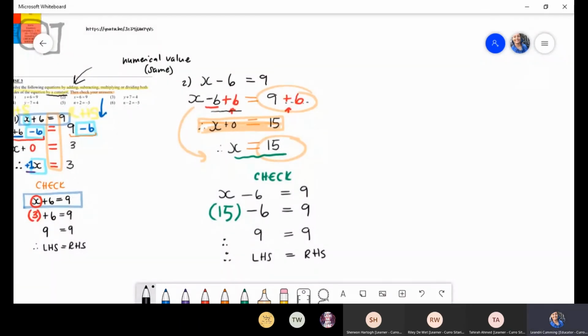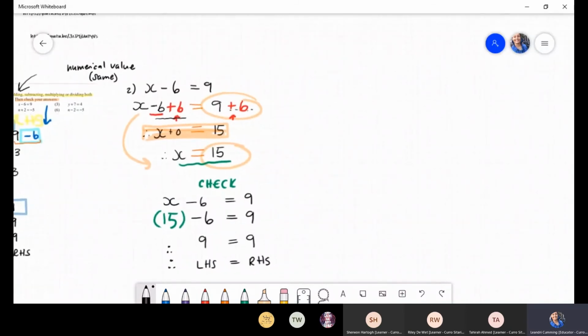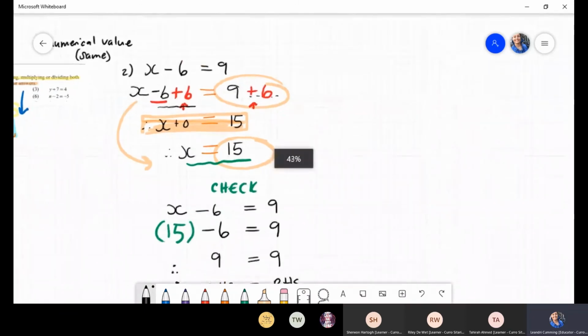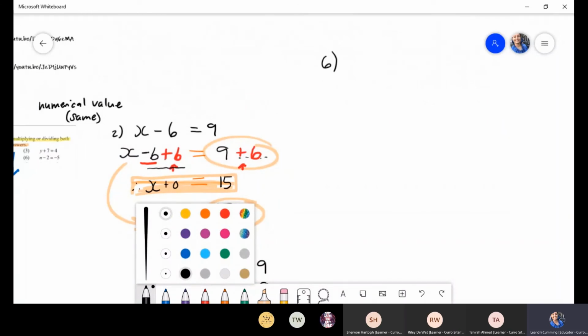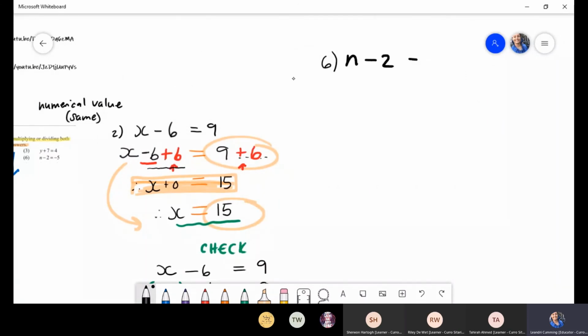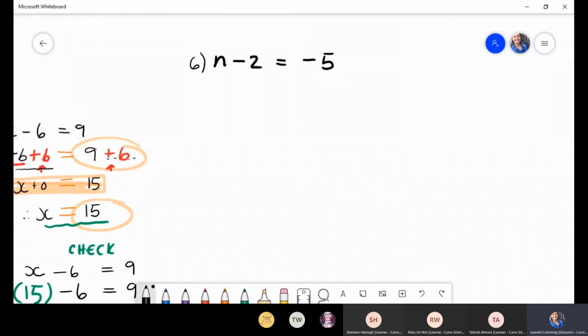Now, let me do number 6, for example. Number 6, slightly more complicated because we have positives and negatives. And we need to also work very accurately with those signs. So, n minus 2 equals minus 5. Okay, right. I've got to really just take a step back. First, let's align our equal sign. Why am I doing this? Because if this is clear, my brain will see what am I doing on the left-hand side, what am I doing on the right-hand side.